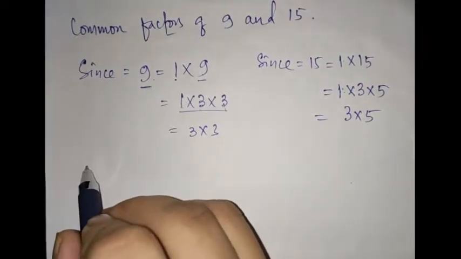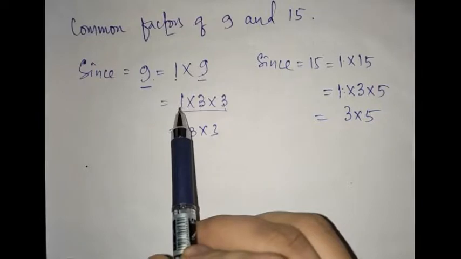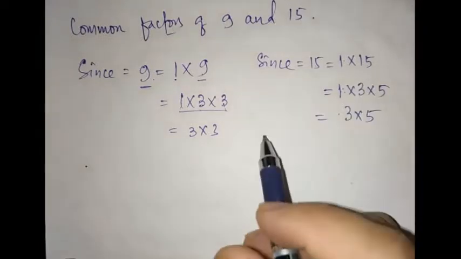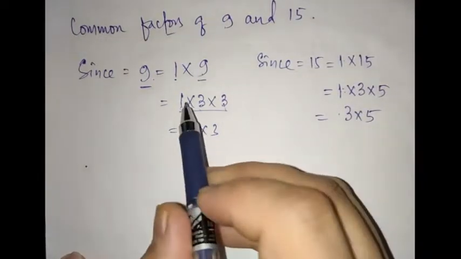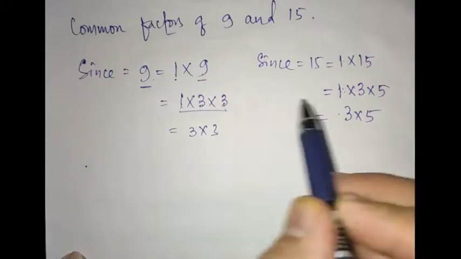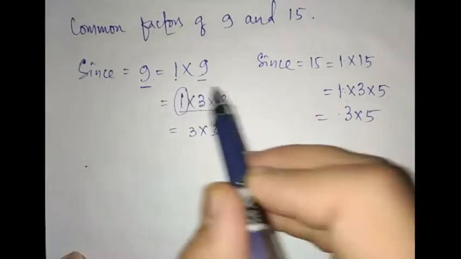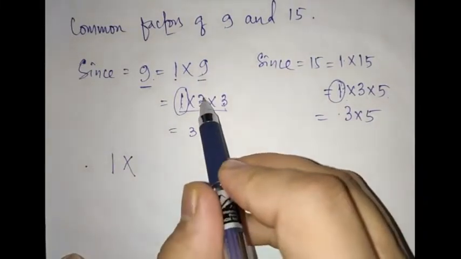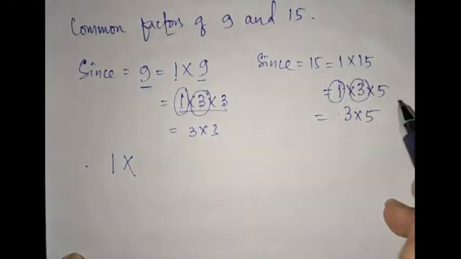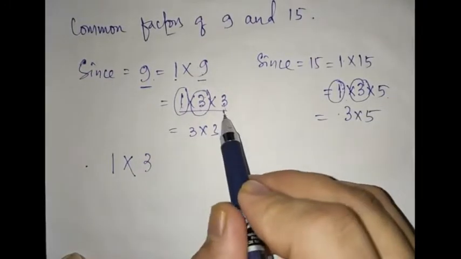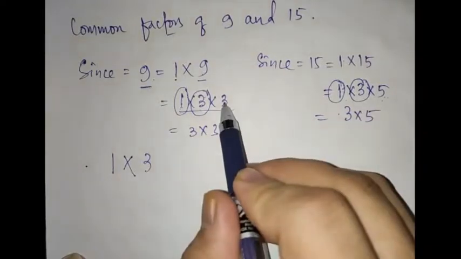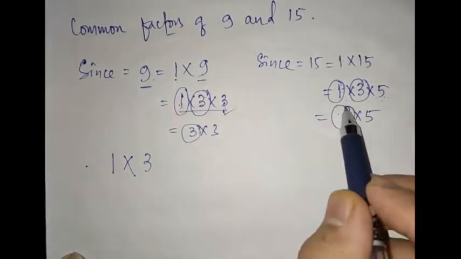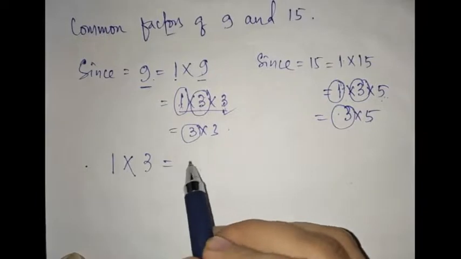we can see that factors 1 and 3 appear in both lists of factors. Just see, if you are writing 1 into 3 for 9 and 1 into 3 into 5 for 15, then 1 is appearing here and 1 is also appearing here. So you will write 1 first, then the multiplication sign, and 3 and 3 are appearing on both sides. But this 5 is not repeating here. If you forgot to write 1, then you may choose only this 3 and 3. This 5 is not repeating, so you may write 1 into 3.